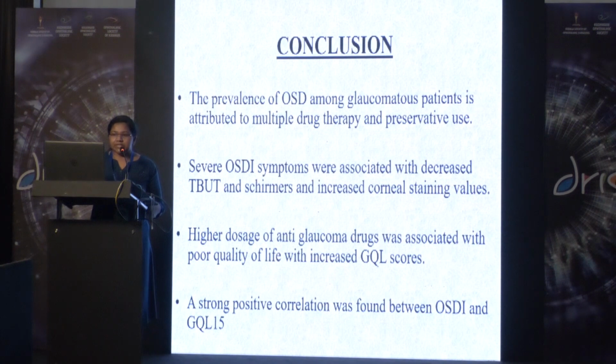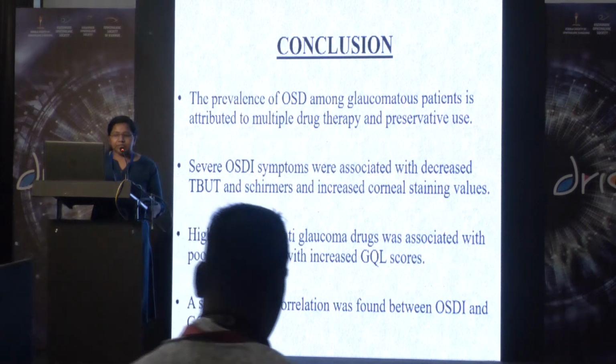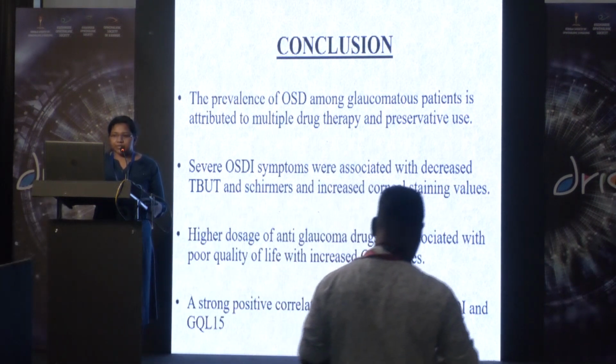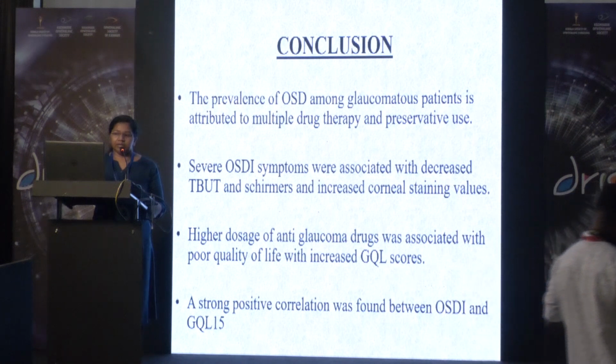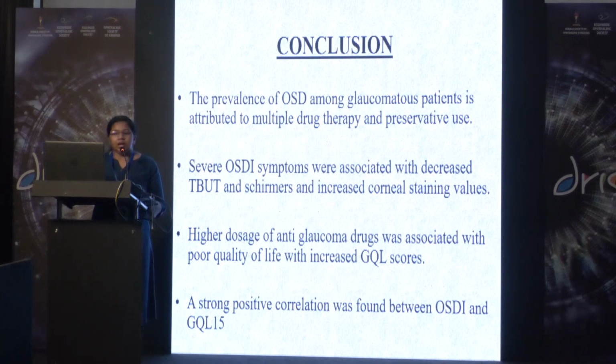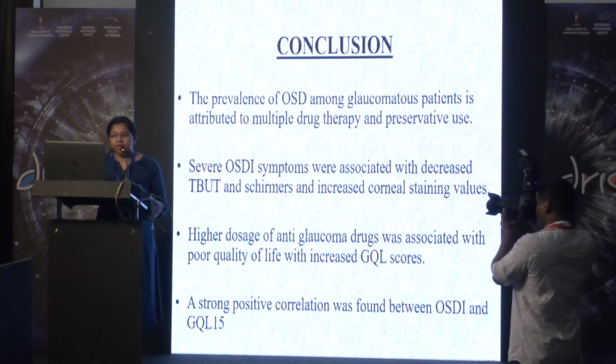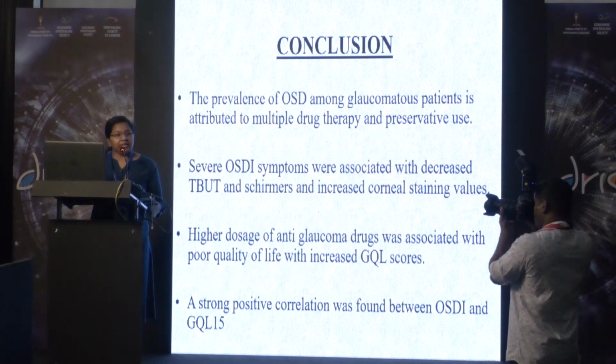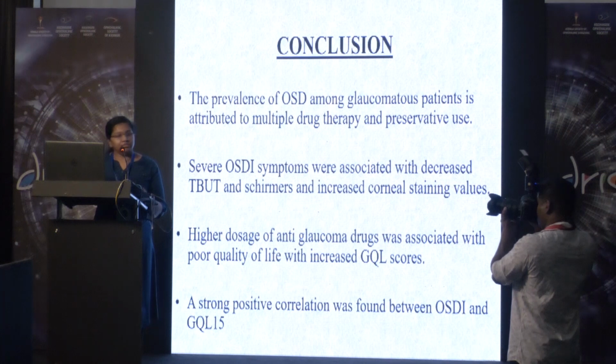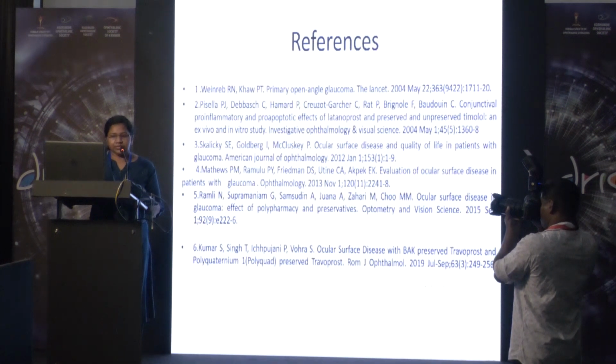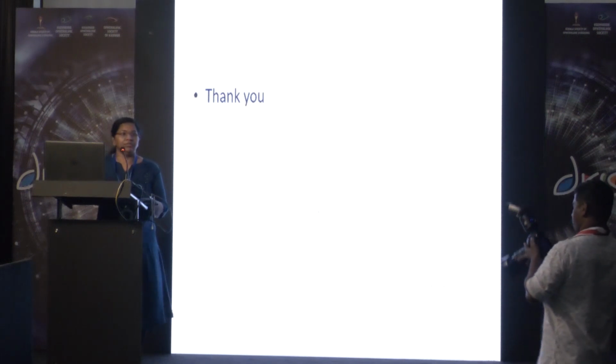Conclusion. Prevalence of ocular surface disease among glaucoma patients is attributed to multiple drug use and the preservatives. Severe OSD symptoms were associated with decreased TBUT, Schirmer and increased corneal staining values. Higher dose of anti-glaucoma drug was associated with poorer quality of life with increased GQL score, and there was a strong positive correlation between OSDI and GQL15. These are my references. Thank you.